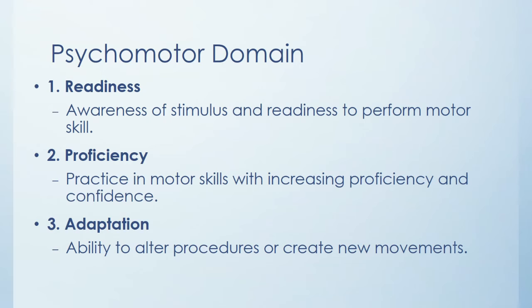Proficiency is when you actually start doing the motor skills with increasing proficiency and confidence. So this is when, as you've started practicing doing blood typing, you no longer have to look at the procedure every step of the way. You can do it proficiently. You don't need instruction. And then adaptation is the ability to alter procedures or to create new movements.